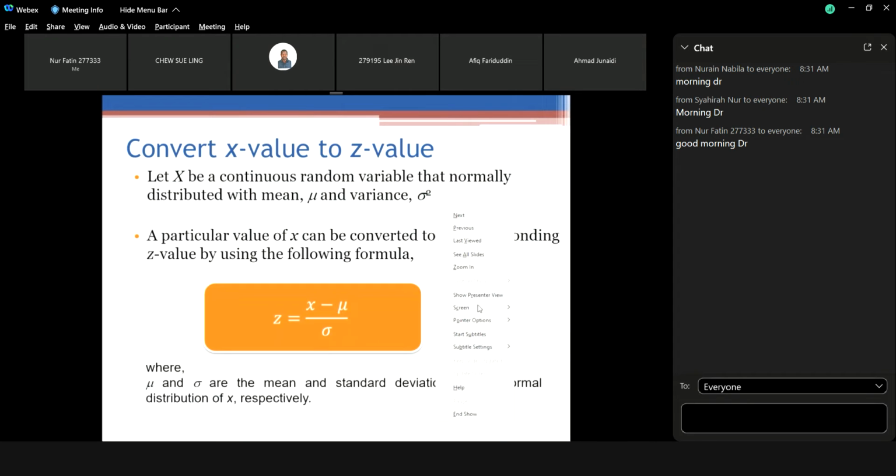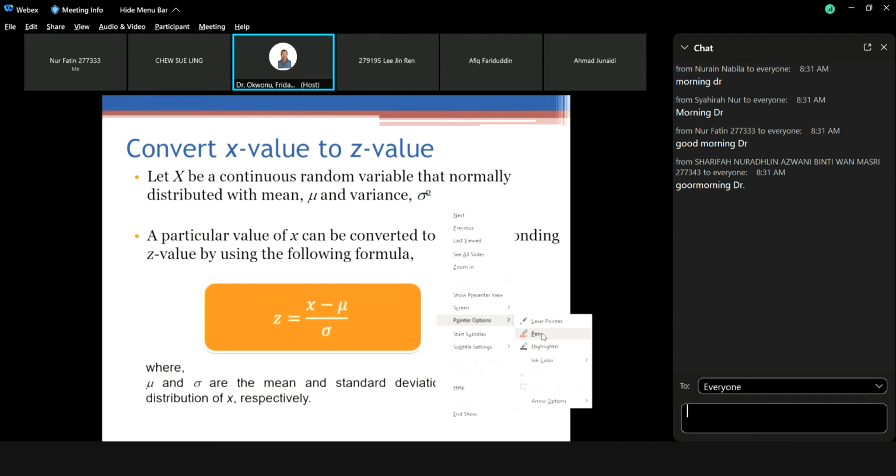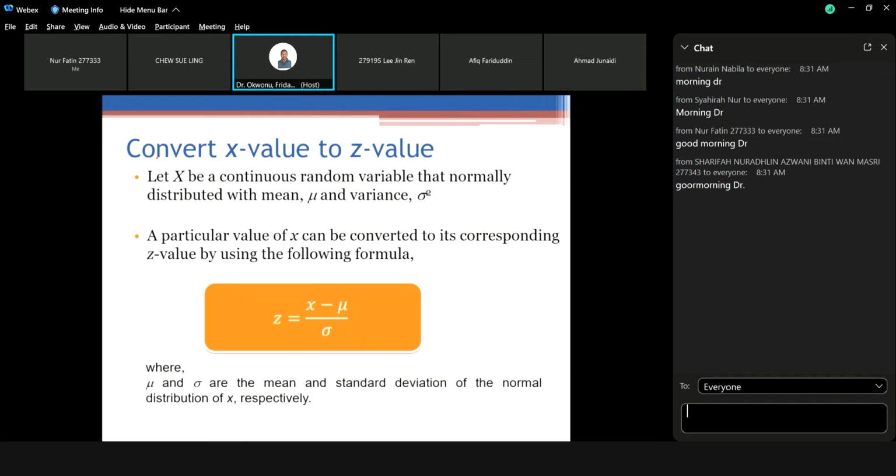So we are going to look at how to convert an X value to the Z value. That is, X value to Z score or Z value. Okay. So previously we discussed the importance of using the Z value. So let's look at what we have today.